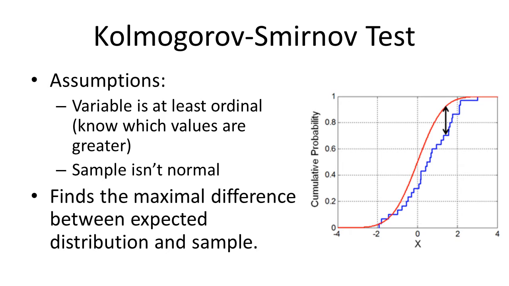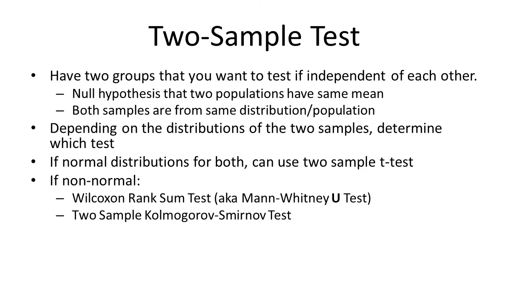So in the image on the right, you have the expected distribution, which is in red, and the observed data, which is in blue, and then the maximal difference, which is indicated by the black double-headed arrow. That is what's actually used for the test statistic, and then the distribution I'm not going to go into. You can get the p-value and the actual rejection of the null hypothesis if it's low enough.